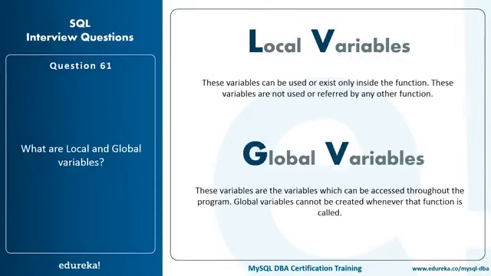Coming to global variables, these are the variables which can be accessed throughout the program. Global variables cannot be created whenever a function is called, but yes, they can be accessed throughout the program. So guys, that was about the local and the global variables.